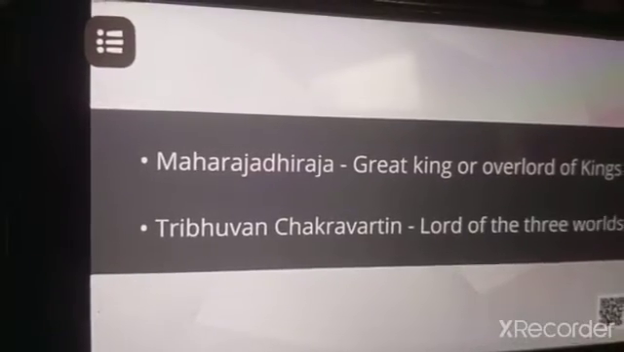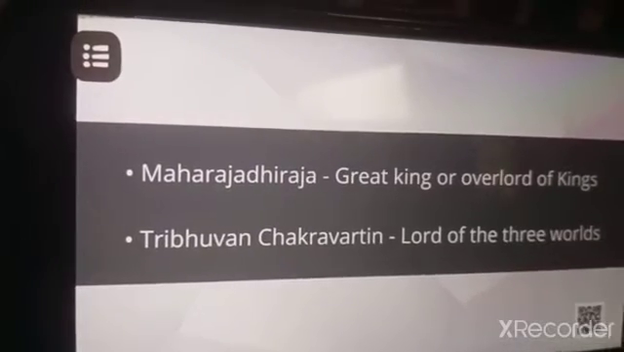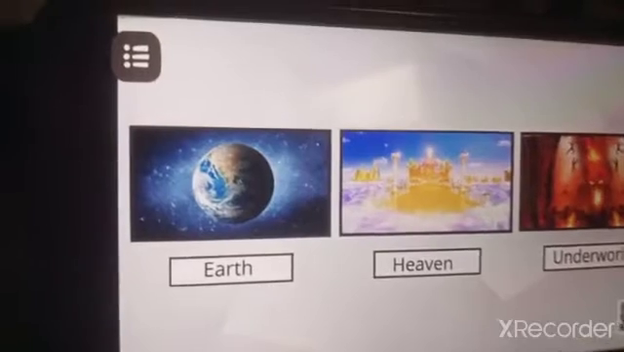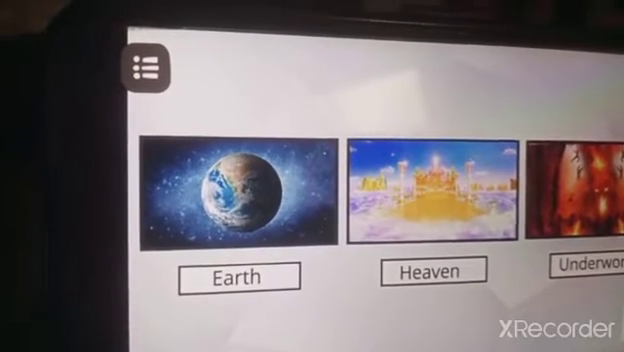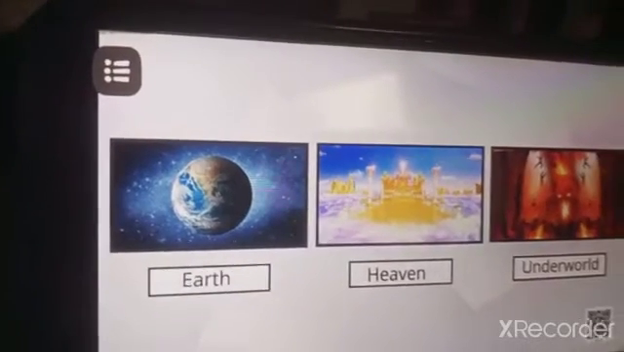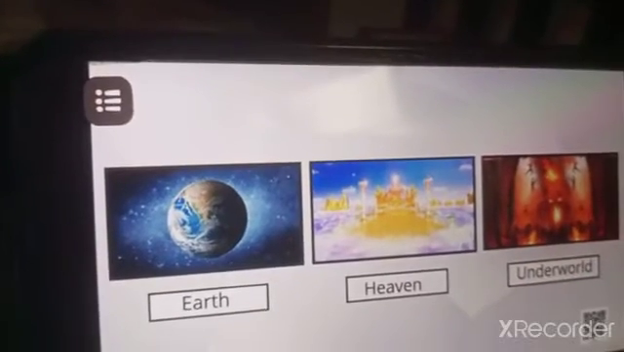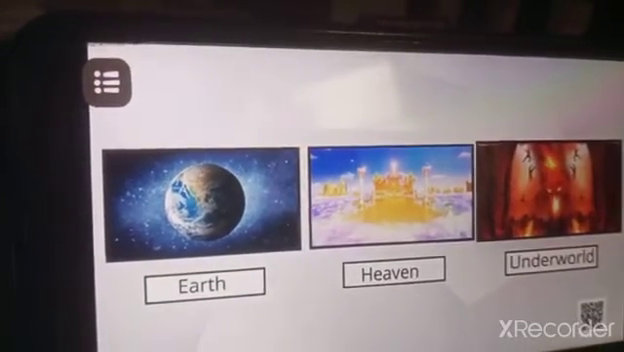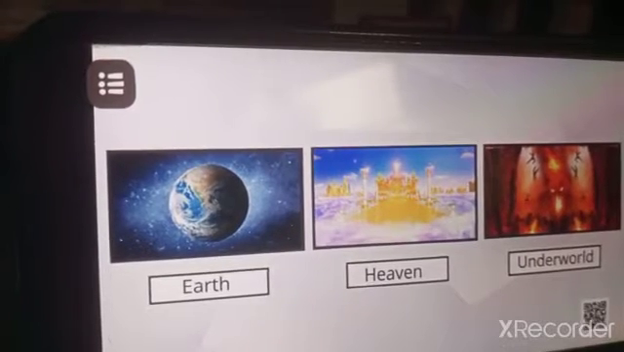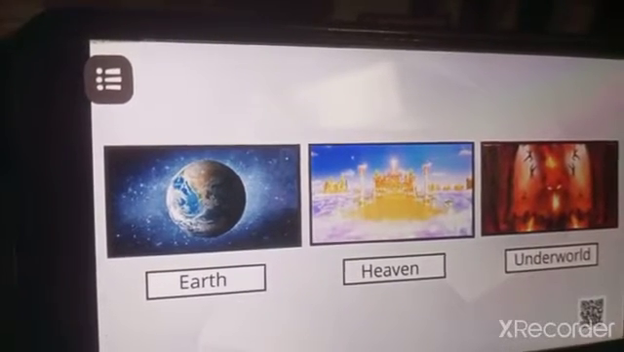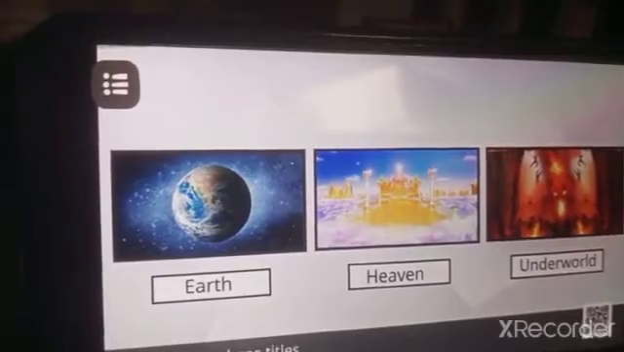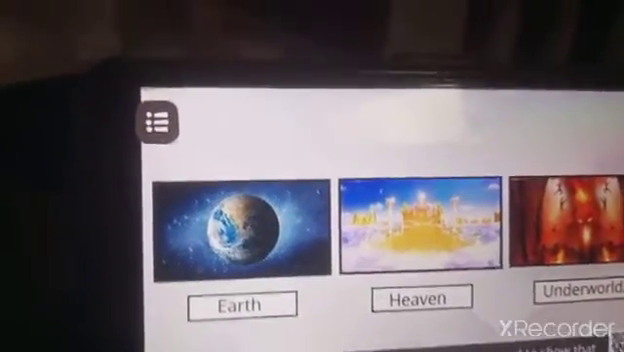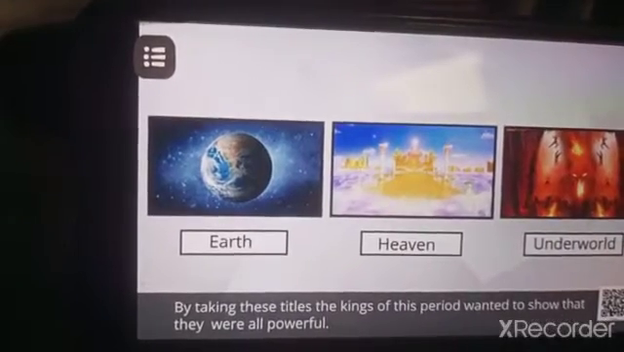Tribhuvan Chakravarti means Lord of the Three Worlds, and so on. Children, according to Hindu mythology, the whole universe is divided into three worlds, and these three worlds are Earth, Heaven, and the underworld, that is, the world under the earth. Now, by taking these titles, the kings of this period wanted to show that they were all powerful.